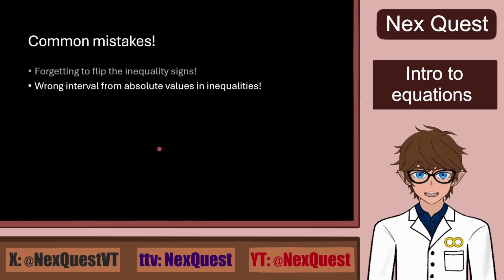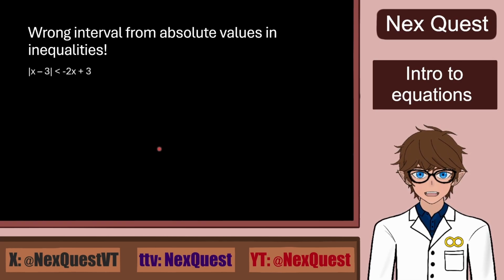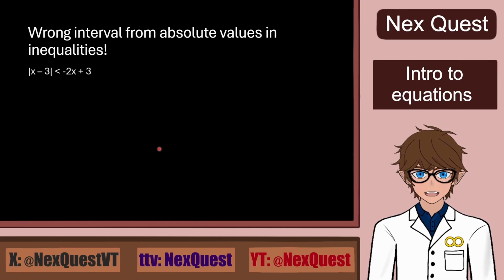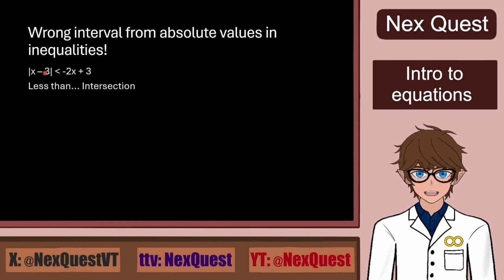Second mistake is wrong interval from absolute values or inequalities. So this is the example I said I'm going to solve in a bit. I'm solving it now. The absolute value of x minus 3 is less than -2x + 3. We have the symbol less than, which is an intersection. However, we will see exactly why this is less than.